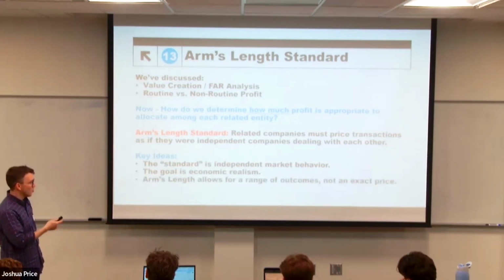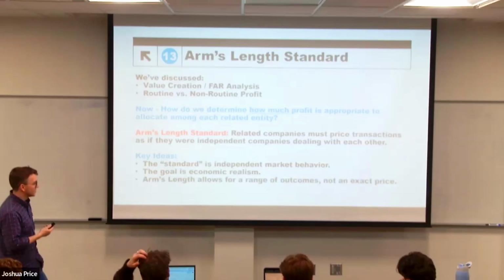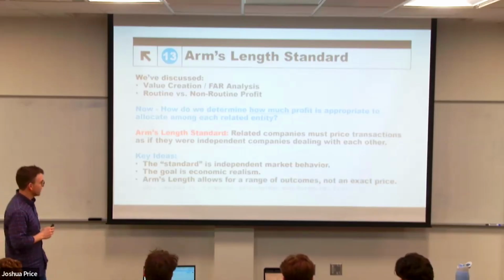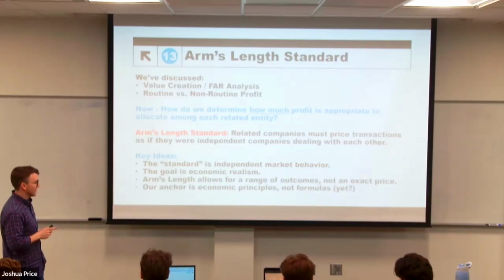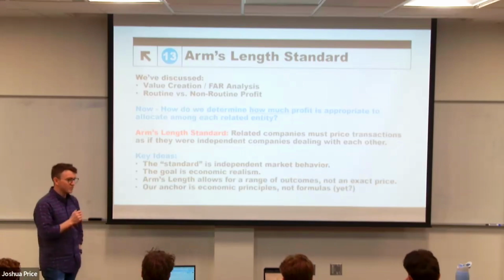So the standard is independent market behavior. We kind of talked about that. The goal is economic realism. Arm's length allows for a range of outcomes, not an exact price. That's a key component there. And our anchor is economic principles, not formulas. I say yet. I know it's kind of a weird thing.